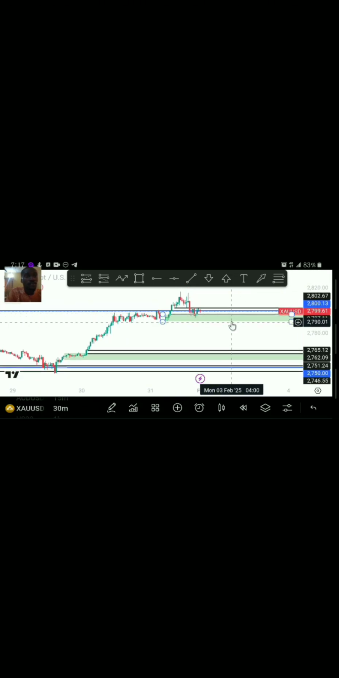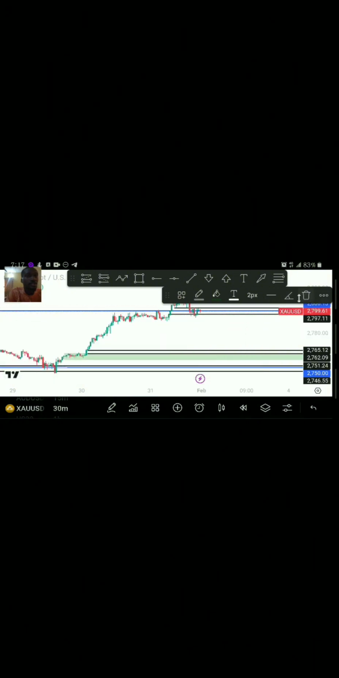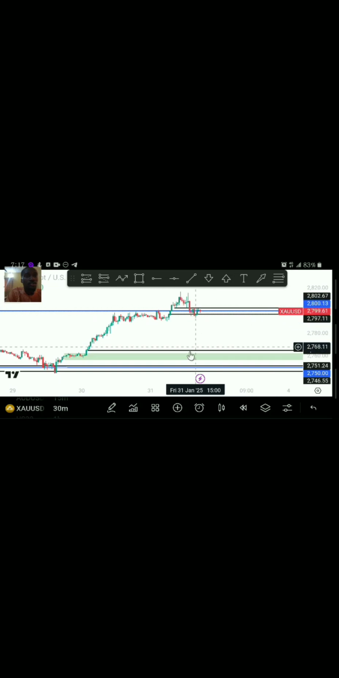Supply and demand is more like your regular support and resistance concept, but in this case, supply occurs in a downtrend, and in an uptrend, demand occurs there. Supply is equivalent to your selling zone, whereas demand is equivalent to your buying zone.